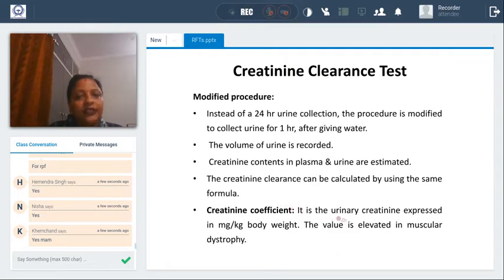What is creatinine coefficient? It is the urinary creatinine expressed in milligram per kg body weight. The value is elevated in muscular dystrophies. This is creatinine coefficient. It is important for definition.